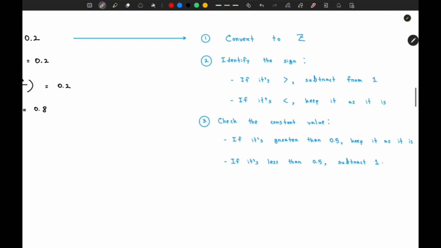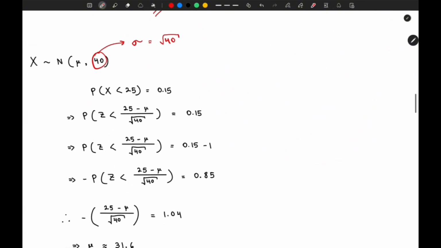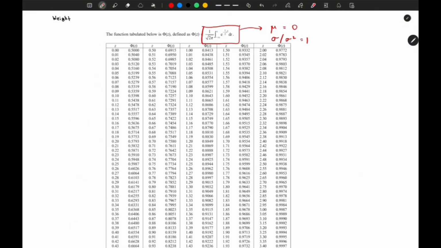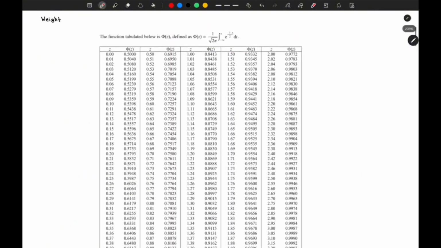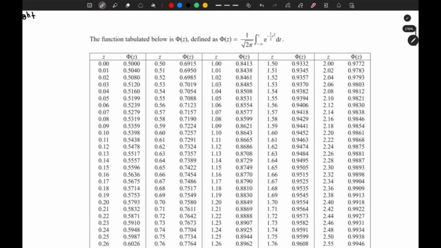So let me tell you about the problem. If the probability is less than 0.5, for example, in this case, it's 0.15, which is less than 0.5. Now, if you look at this statistical table, you can see that the value of phi z, in case the probability is, the value of probability does not exist below 0.5.